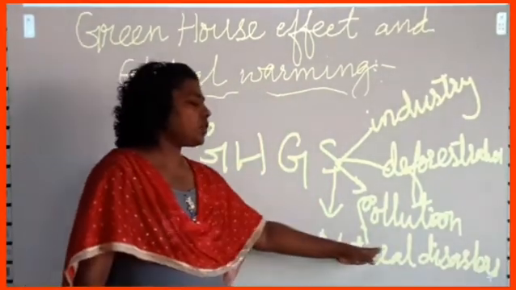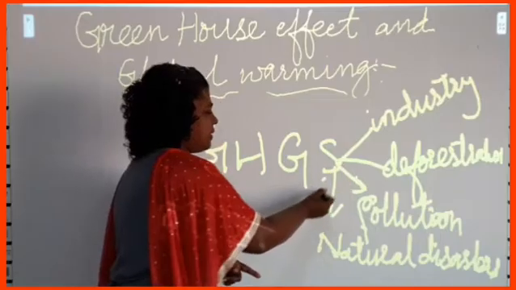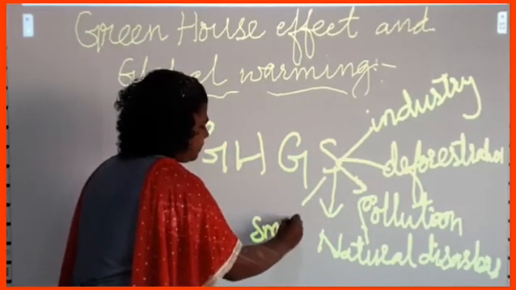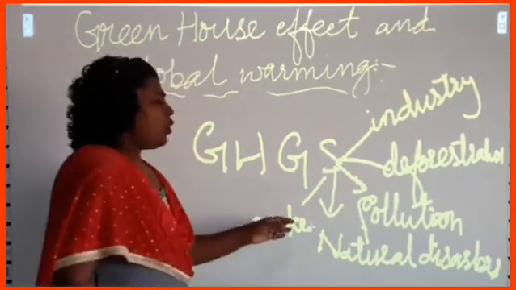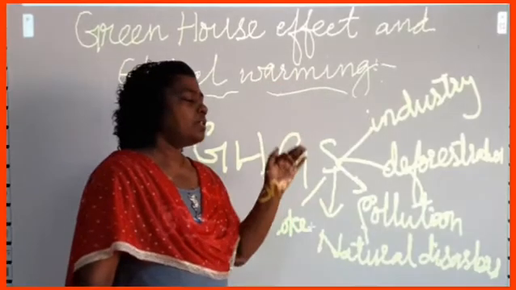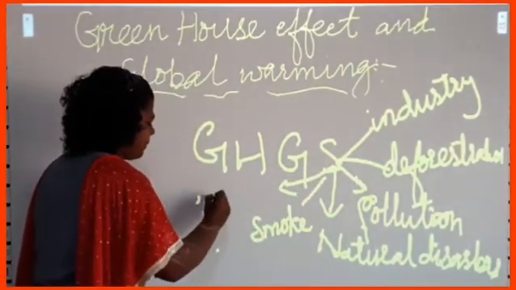Because of natural disasters there is also an increase of greenhouse gases. And when we see other things, the smoke from the factories also affects this and causes the increase of greenhouse gases. Another thing is aeroplanes, the smoke that comes from the aeroplanes that fly in the sky.